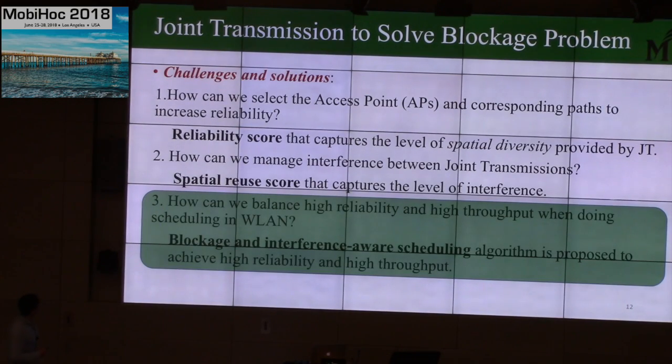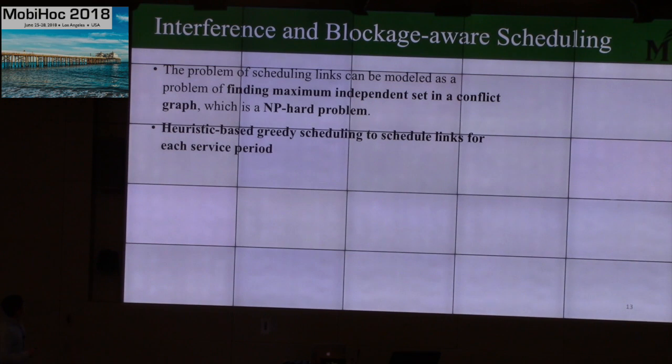And for the third challenge, we figure out the blockage and interference aware scheduling. Here, the problem of scheduling the links can be modeled as a problem of finding the maximum independent set in the conflict graph. This is an NP-hard problem. So we figure out a heuristic-based greedy scheduling to schedule the links.